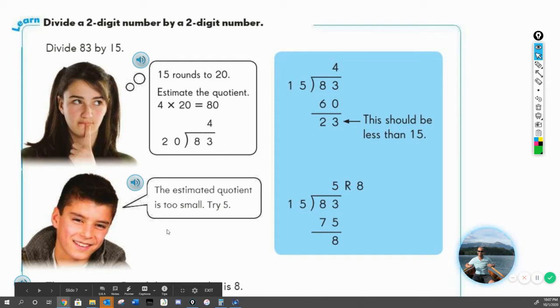Okay, so this is giving you the steps for dividing a two-digit number by a two-digit number. Read it, pause me if you need to do that, and then you can move on.